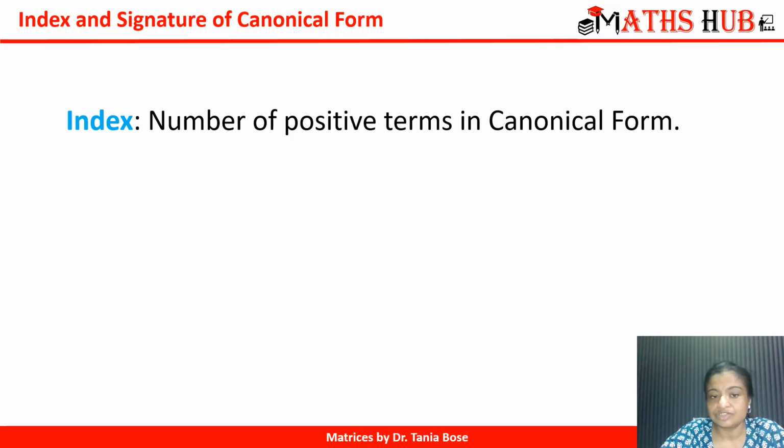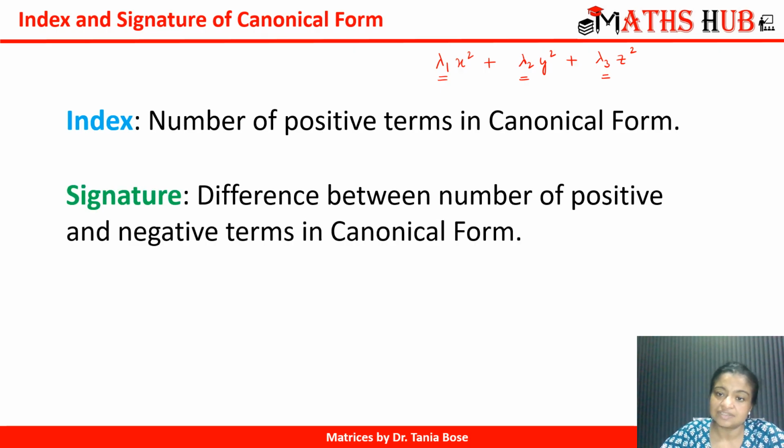The index refers to the number of positive terms in the canonical form. If I'm writing a canonical form as lambda 1 x squared plus lambda 2 y squared plus lambda 3 z squared, the terms mean the eigenvalues that we are getting. The number of those that are positive is called the index. And the signature is the difference of the positive and the negative terms. That means whatever eigenvalues you are getting, segregate the positive eigenvalues and the negative eigenvalues, take the difference, and you get the signature.